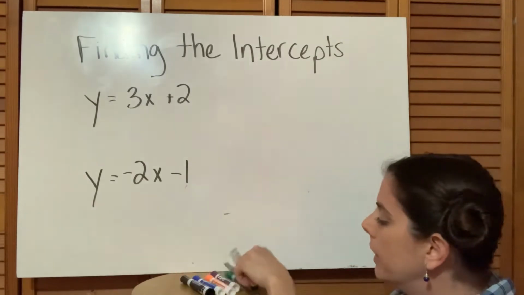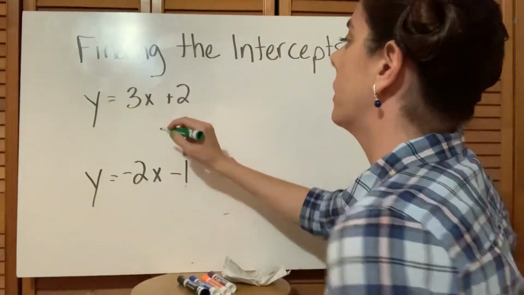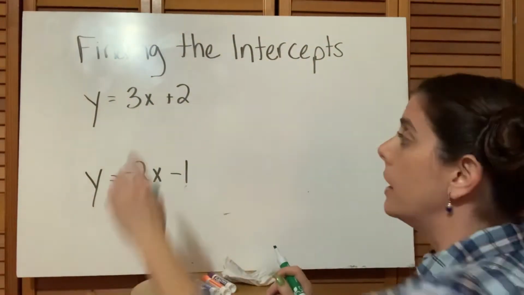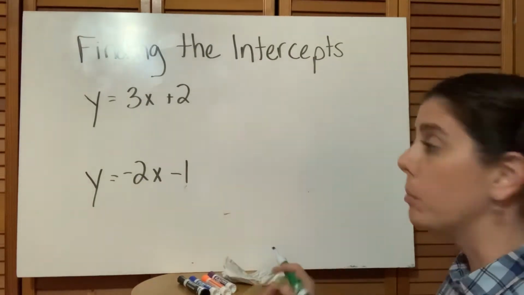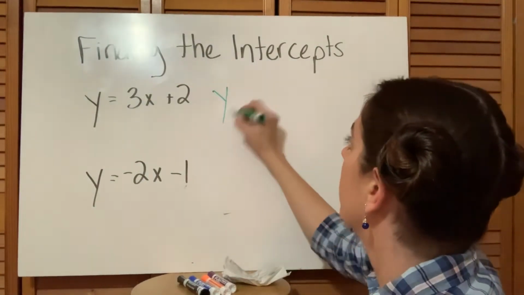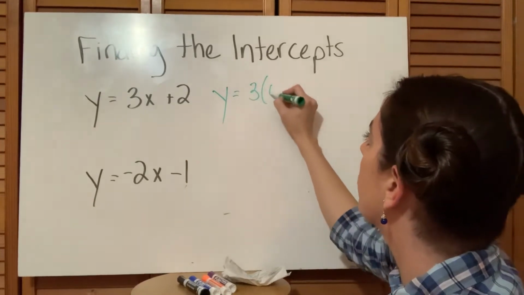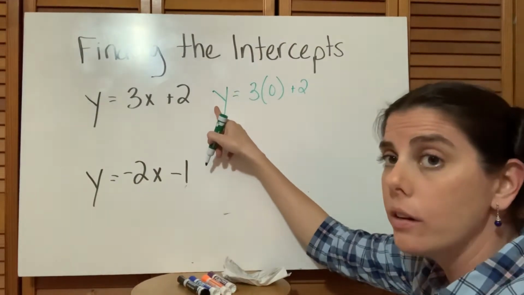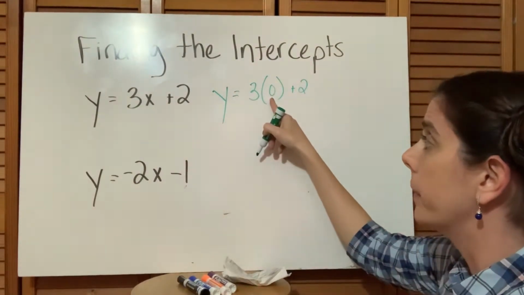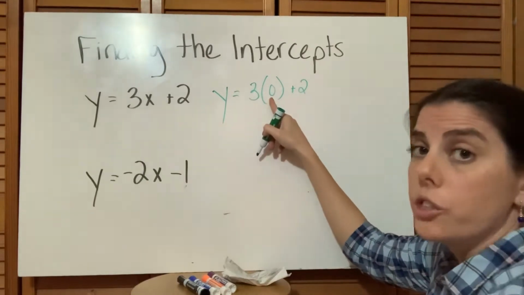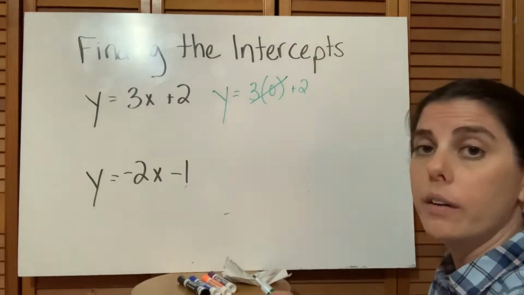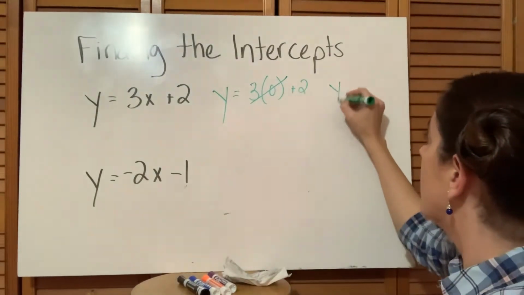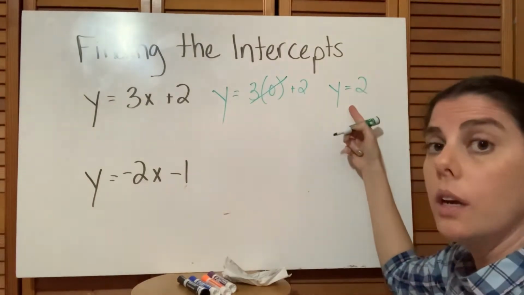So what do we need to do with our equations here? I'm going to rewrite this equation and substitute the x for a 0. We've done that before. Y equals 3 times 0 plus 2. Again, we're trying to find our y-intercept, so we're letting x equal 0. So 3 times 0 just equals 0, so that term can be canceled out, because 0 plus 2 just equals 2. So our y-intercept will just be 2.